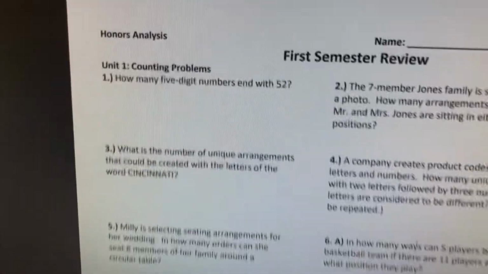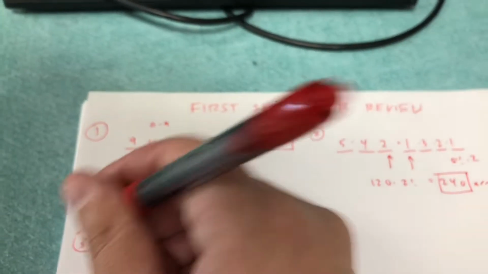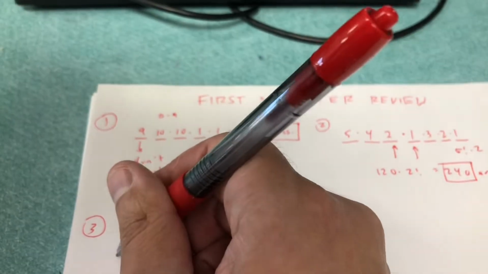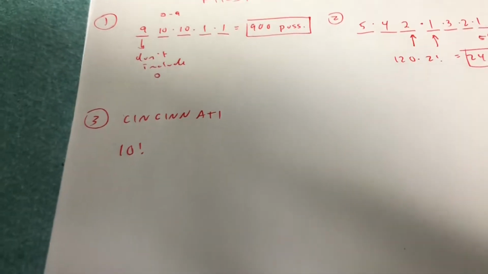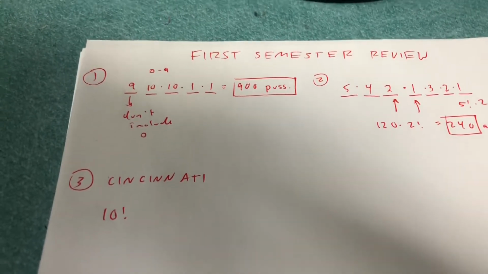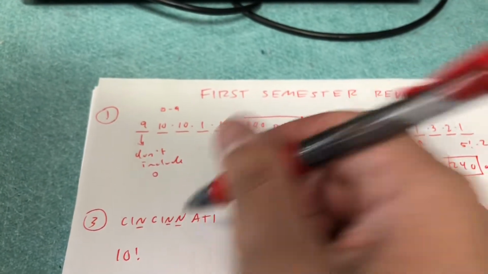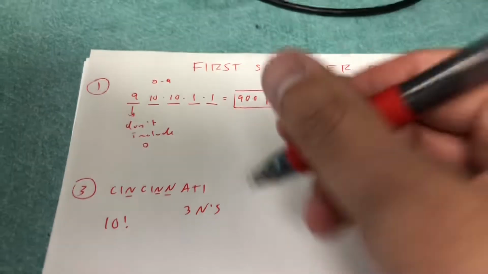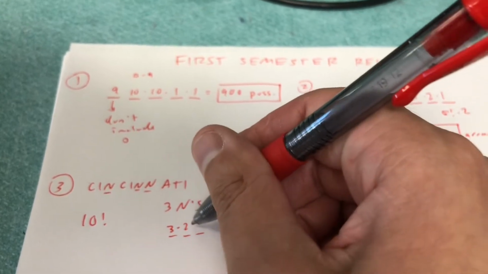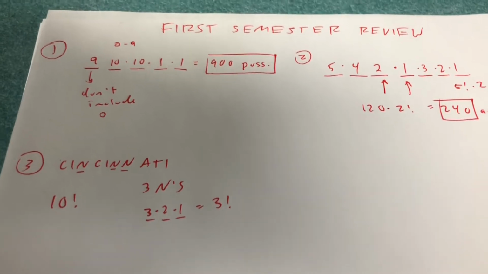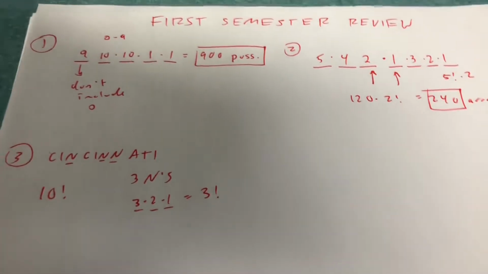All right. Number 3, number of unique arrangements with the letters of the word Cincinnati. Cincinnati has 10 letters. If there were 10 different letters, it'd be 10 times 9 times 8 times 7 times 6 times 5 times 4 times 3 times 2 times 1. It would be 10 factorial. However, there are 3 n's, and it means for any arrangement of all the other letters, there would be 3 times 2 times 1, 3 factorial different ways that we could arrange those n's that would read as exactly the same thing. And that's for each of the arrangements of the other letters.